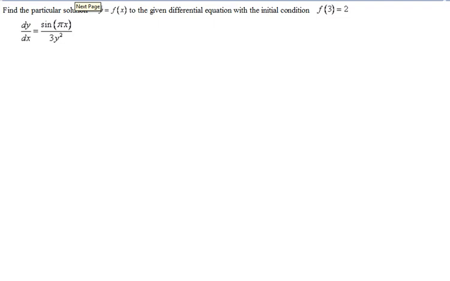Now let's take a look at a couple where we have to separate the variables. So let's find the particular solution, which means we're going to be able to solve for y equals f of x. We're solving for y with an initial condition f of 3 is 2. So first we have to separate the variables. Since the derivative is a fraction, you will cross multiply. That is your first step.